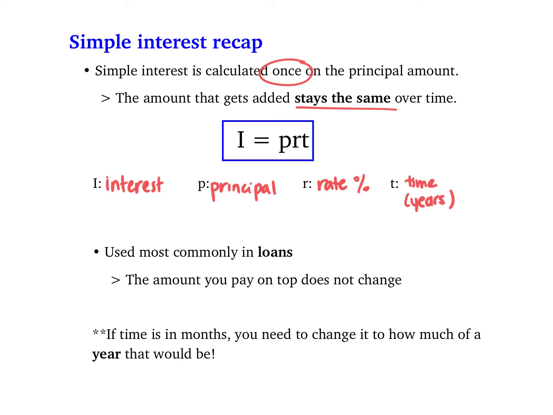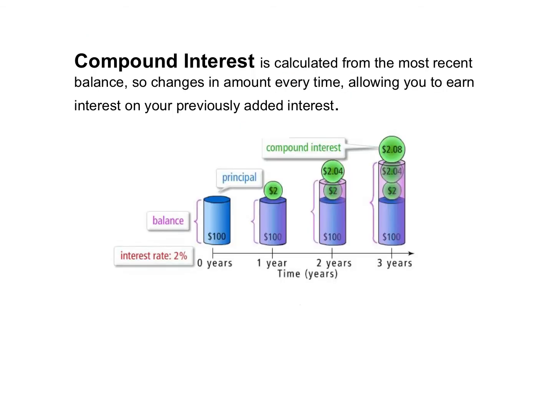Now, simple interest is most commonly used in loans, where your interest is calculated on how much that loan was for, or that principal amount, and does not change until the loan is paid off. Also remember that if your time is in months, you need to change it to how much of a year that would be. So the main difference with compound interest is that it's calculated from the most recent balance. So it's changing every time it gets calculated.